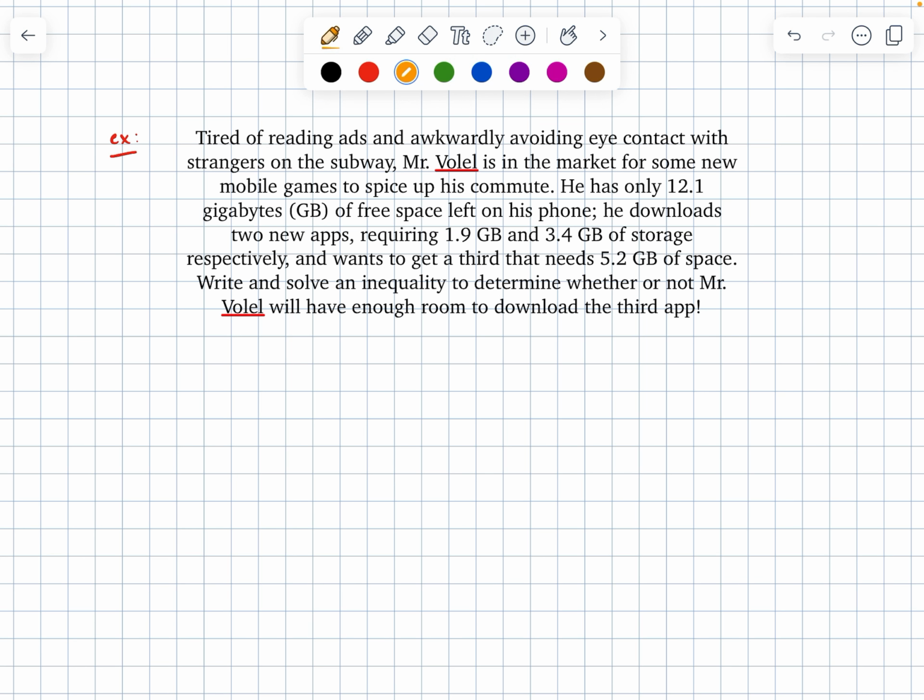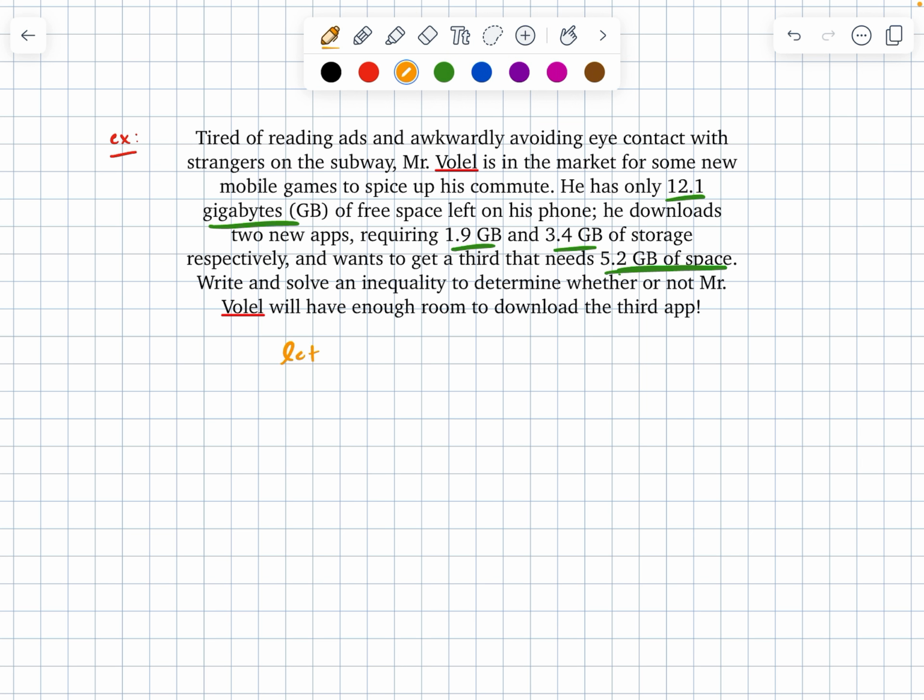So from here, let's take what we know. Hopefully you noticed the entire first sentence is fluff. It's useful for context, but not for the purpose of building my statement. Things that are actually powerful: I know 12.1 gigabytes is the amount of space that I have in total. I know that the 1.9 gigabytes and 3.4 gigabytes represent the amount of space taken up by my 2 apps. And I know at the end, the amount of space for my third app needs to be 5.2. So the thing that this all hinges around is that third app.